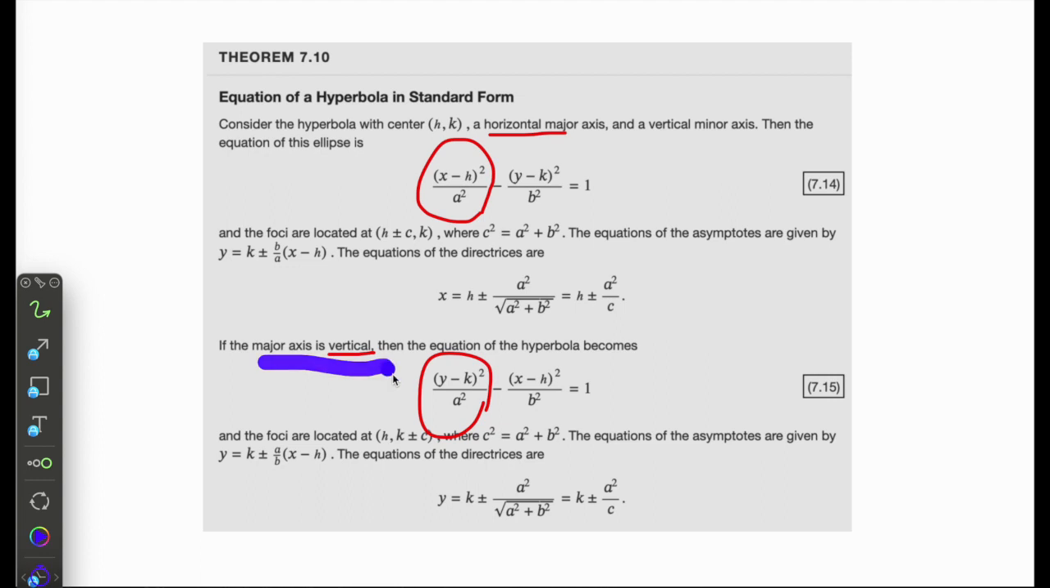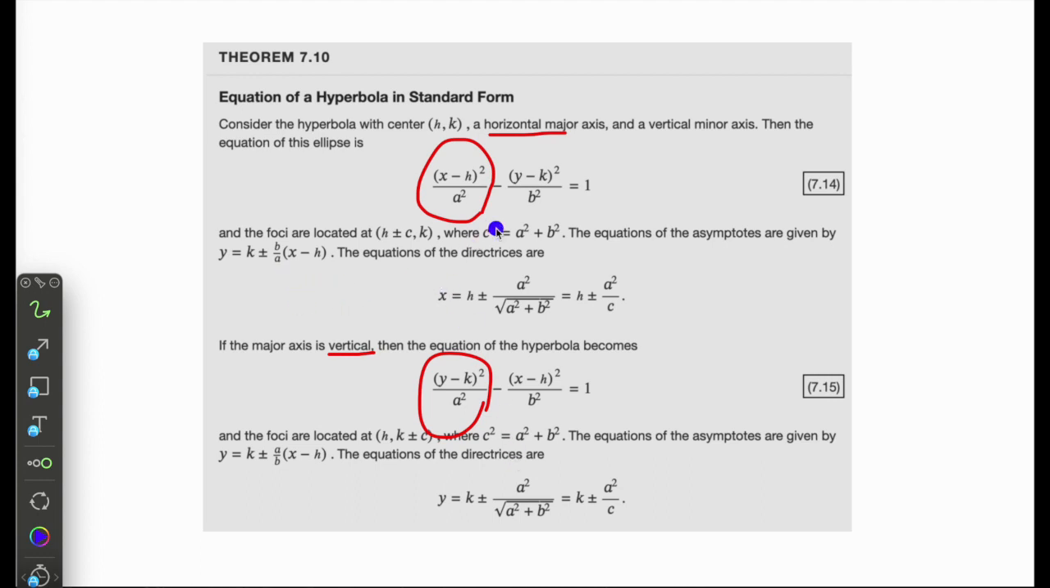We have our equation here to find our value of c. For the ellipse, it was c squared equals a squared minus b squared, but now for the hyperbola, we have c squared equals a squared plus b squared. So make sure that you're using the right formula, because it's so similar, it's easy to mistake one for the other.